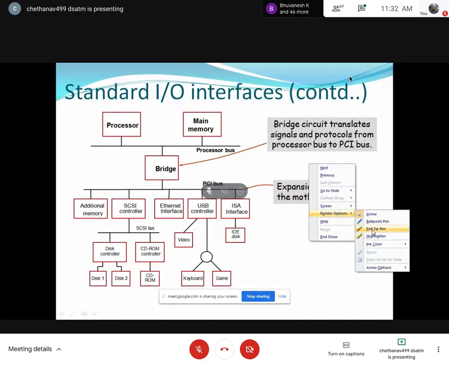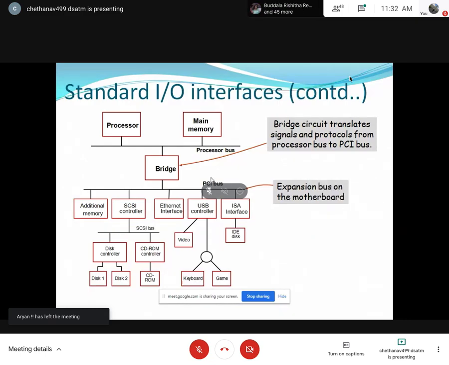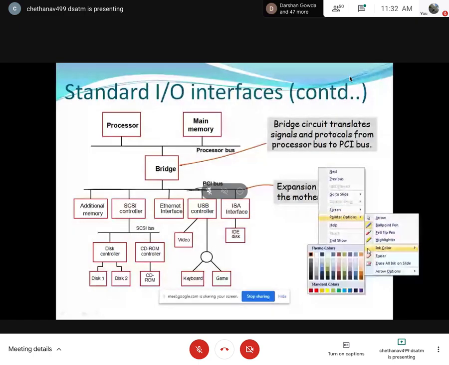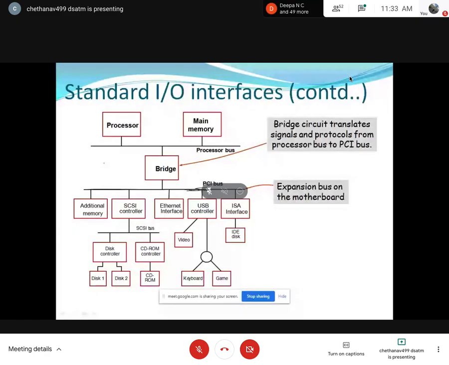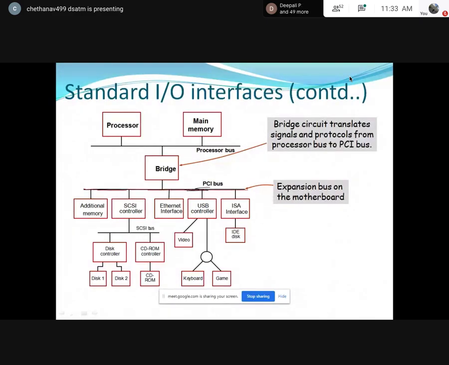Just look at this. This is the PCI bus, and this PCI bus is mainly used. I'll write it here one more time. So this is the PCI bus. Here we have a PCI bus. I hope you are able to see this bus.